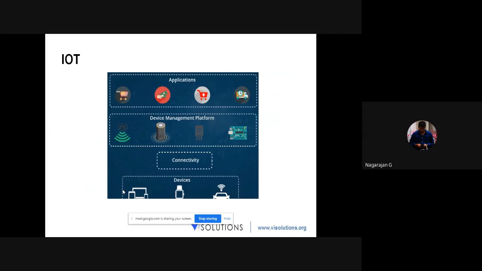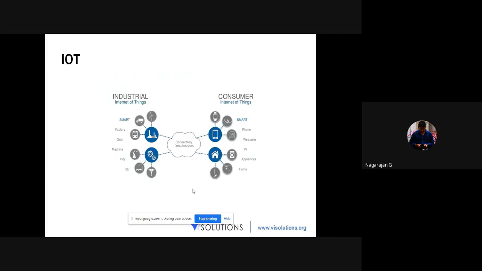So if you see here, we have an application layer, we have a device management platform, connectivity, and then we have devices here. Fine. So as I said, we call industrial internet of things and we call commercial internet of things. When you see industrial internet of things, it is when, in industries, machines talk to other machines, when the machines can transfer data or communicate among each other using the internet as a medium. Then your industrial internet of things comes into the picture here.